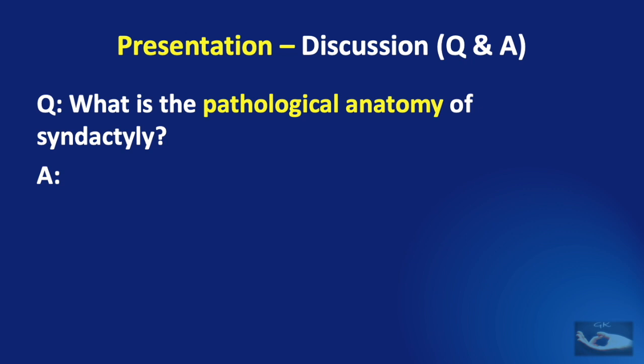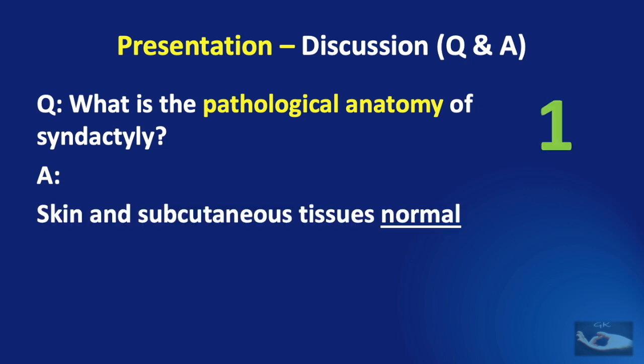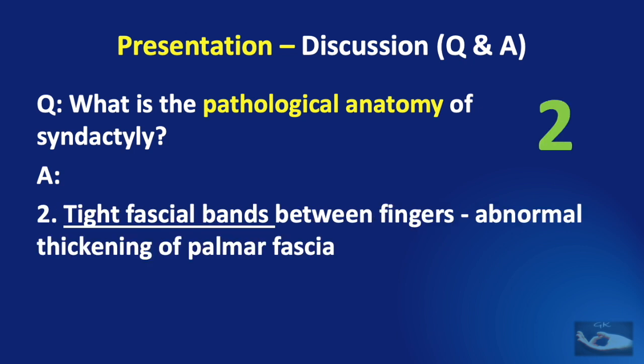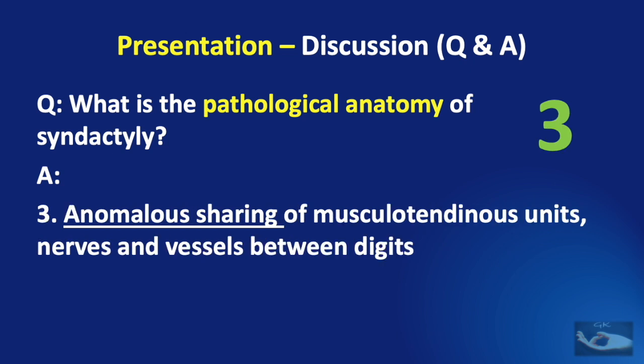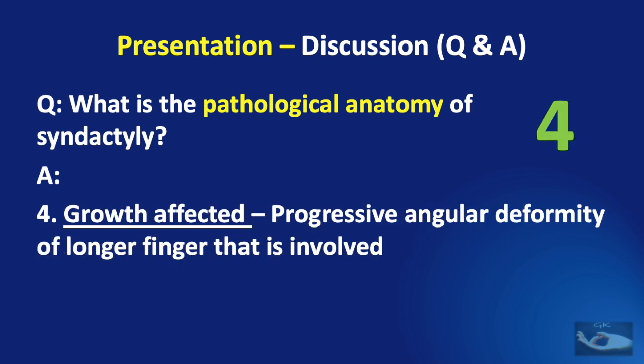There are 4 important points to remember. First, the skin and subcutaneous tissues are normal. Second, there are tight fascial bands between the fingers, and there is an abnormal thickening of the palmar fascia like the Cleland's ligament and the Grayson's ligaments. Thirdly, there may be an anomalous sharing of the musculotendinous units, nerves and vessels between the fused digits. And finally, the growth will be affected. That is, there will be a progressive angular deformity of the longer finger that is involved.